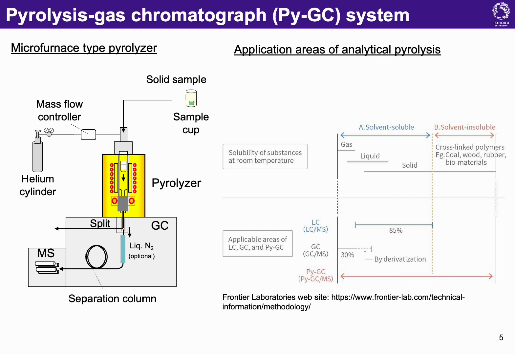The pyrolysis products are directly introduced into the GC column, so we can skip the process of pyrolysis product collection. Pyrolysis gas chromatography can be applied to wider areas of analytical targets than other analytical techniques, including gases, liquids, and solids, together with cross-linked polymeric materials, which are solvent insoluble. This feature is vastly different from other analytical techniques such as liquid chromatography and gas chromatography.